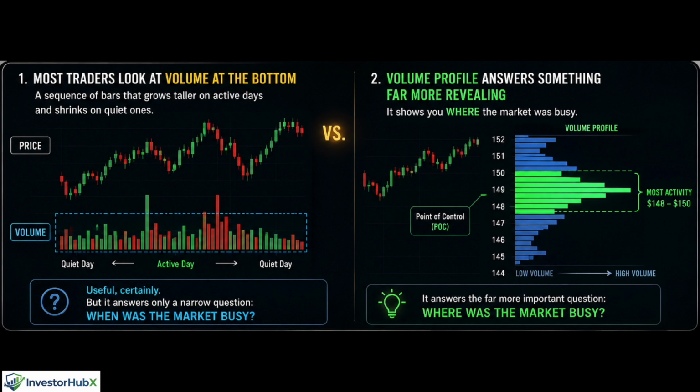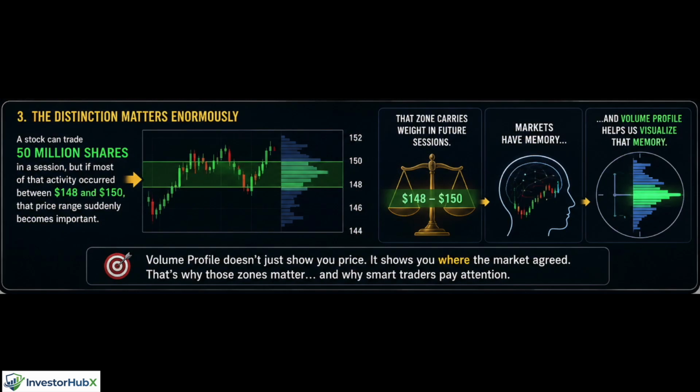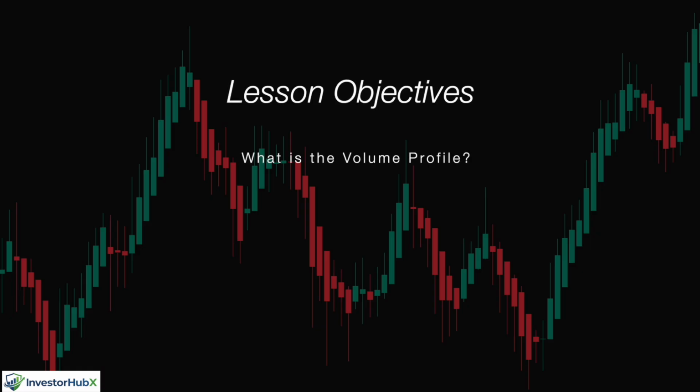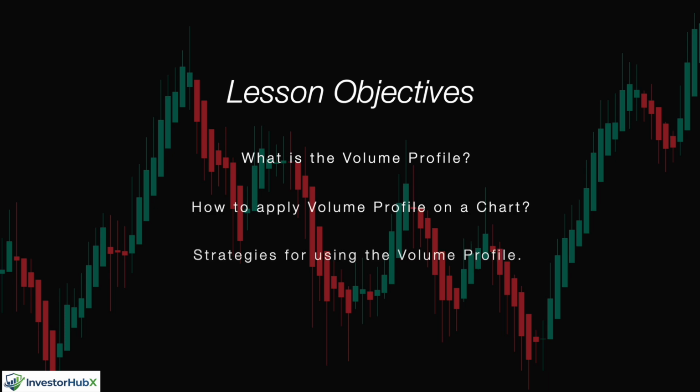The distinction matters enormously. A stock can trade 50 million shares in a session. But if most of that activity occurred between $148 and $150, that price range suddenly becomes important. That zone carries weight in future sessions. Markets have memory, and volume profile helps us visualize that memory. Today we'll look at what volume profile is, how to apply volume profile on a chart, and the strategies traders use to identify important price levels and potential trading opportunities.